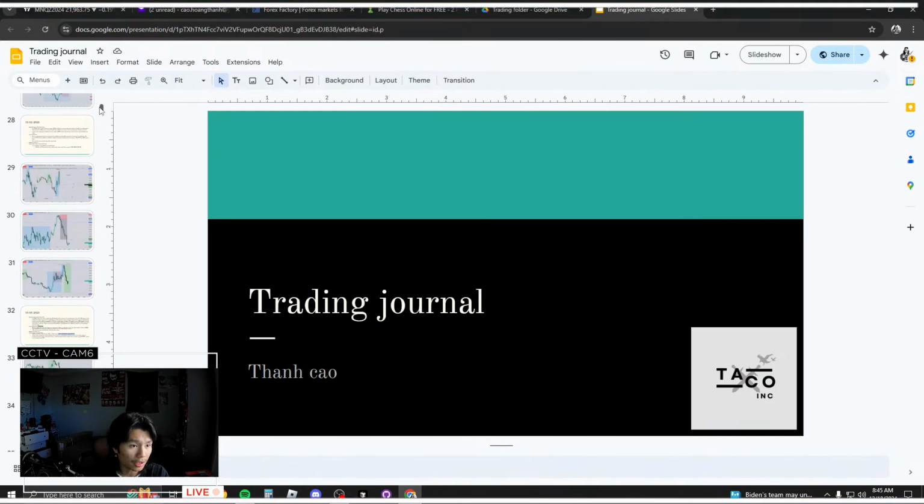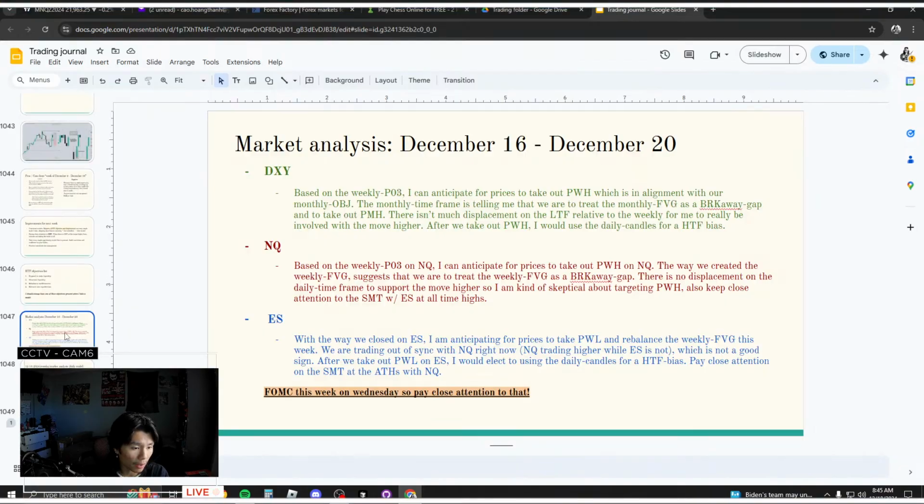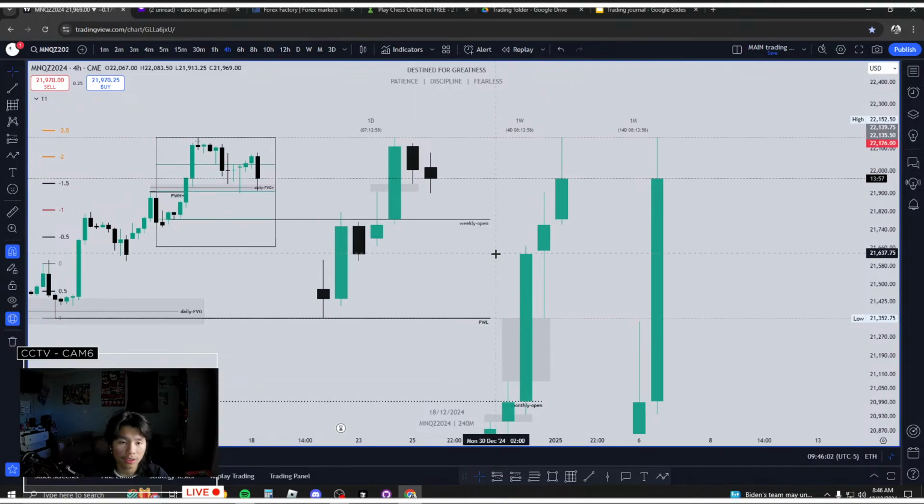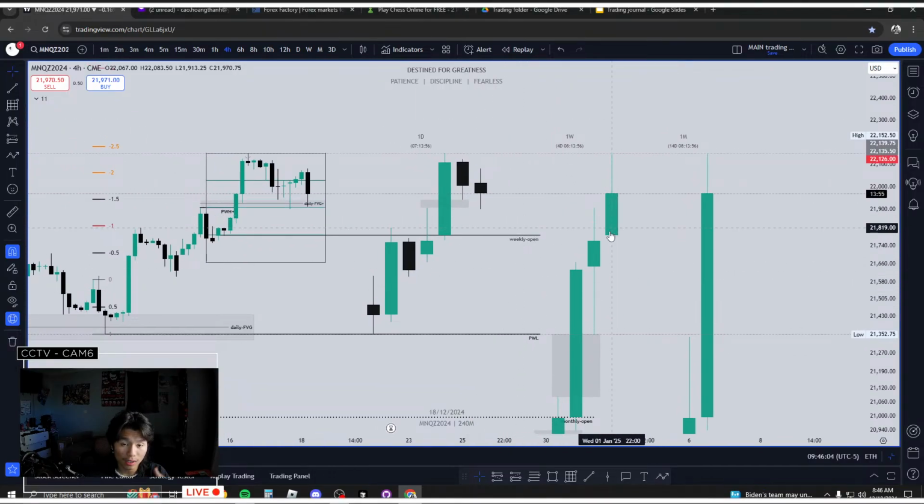And I also did note this on my weekly market outlook here. So NQ, based on the weekly power of 3, I can anticipate for prices to take out previous week's high on NQ, right? And we completed the weekly objective. After we complete the weekly objective, what do we do? Go on to the lower time frames relative to the weekly, right?